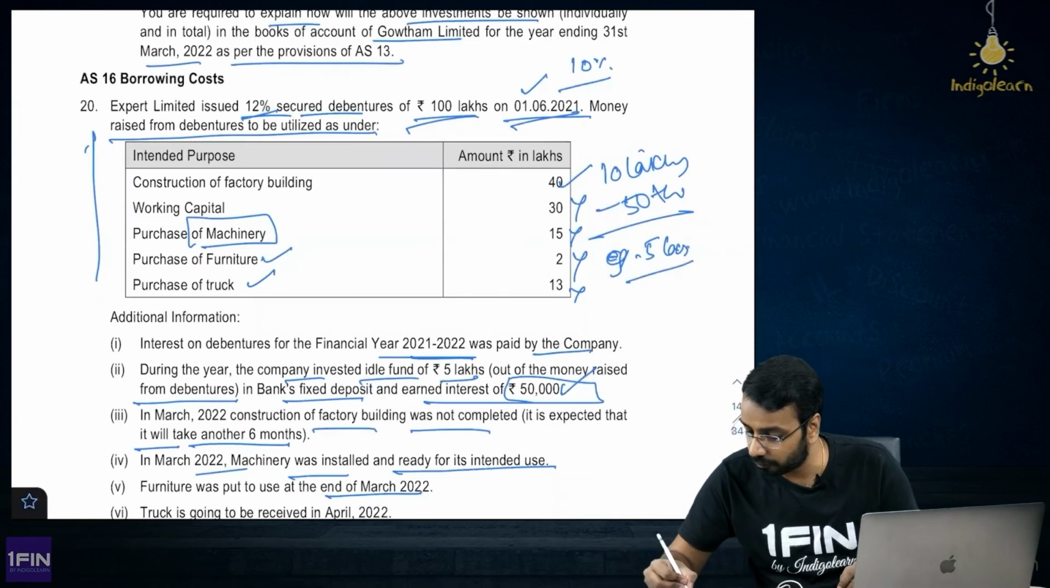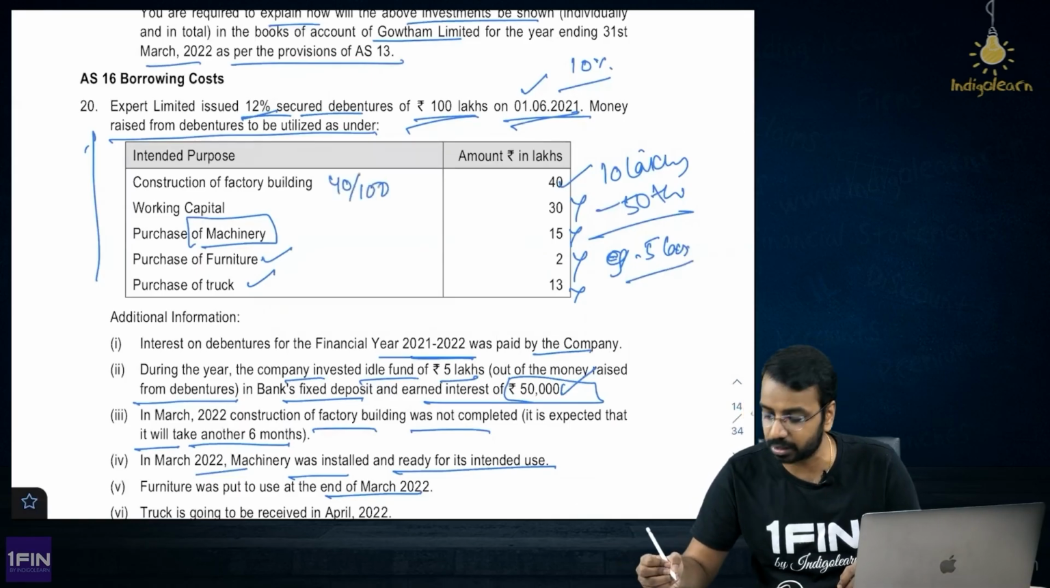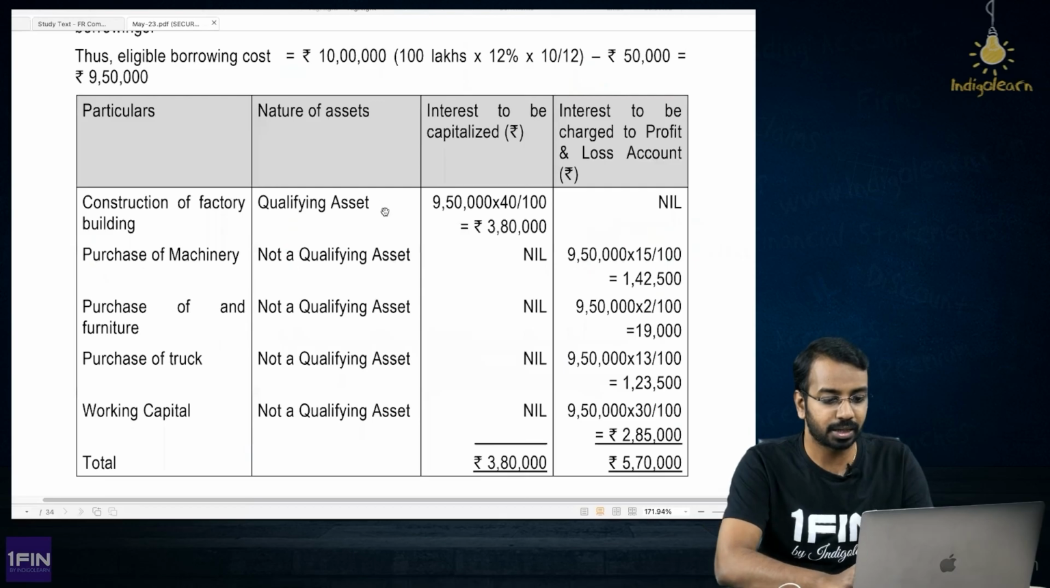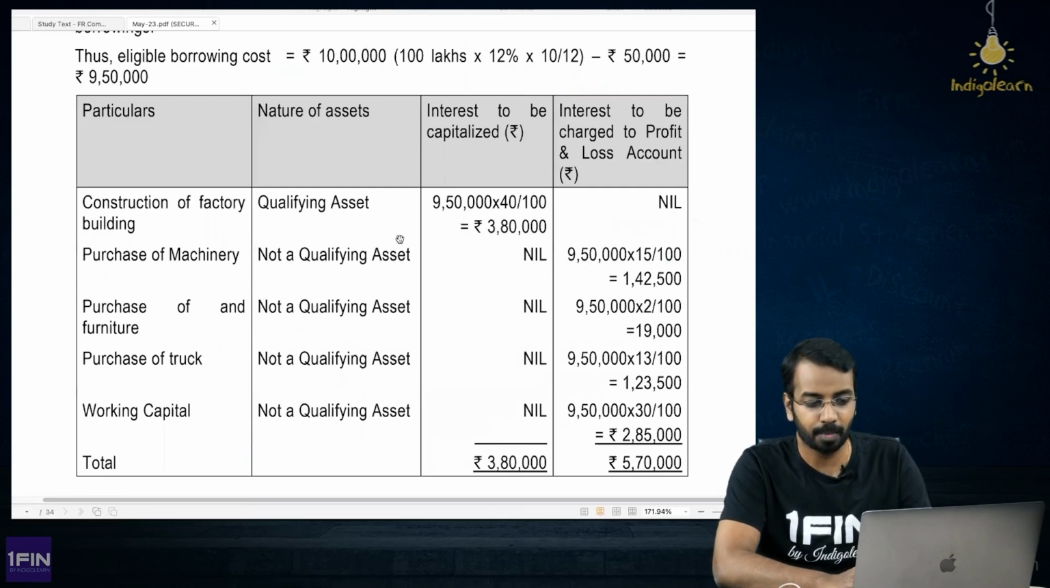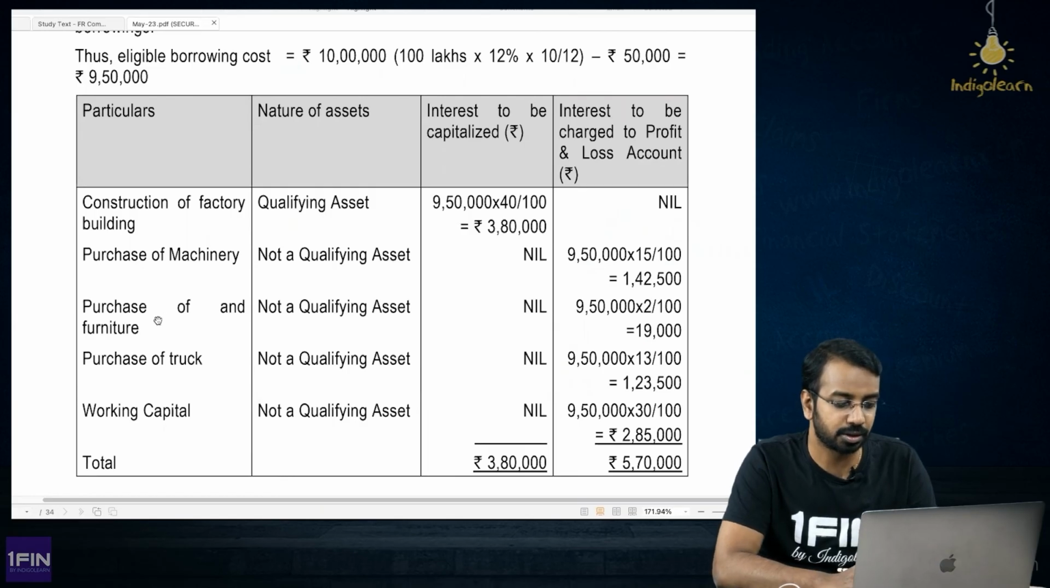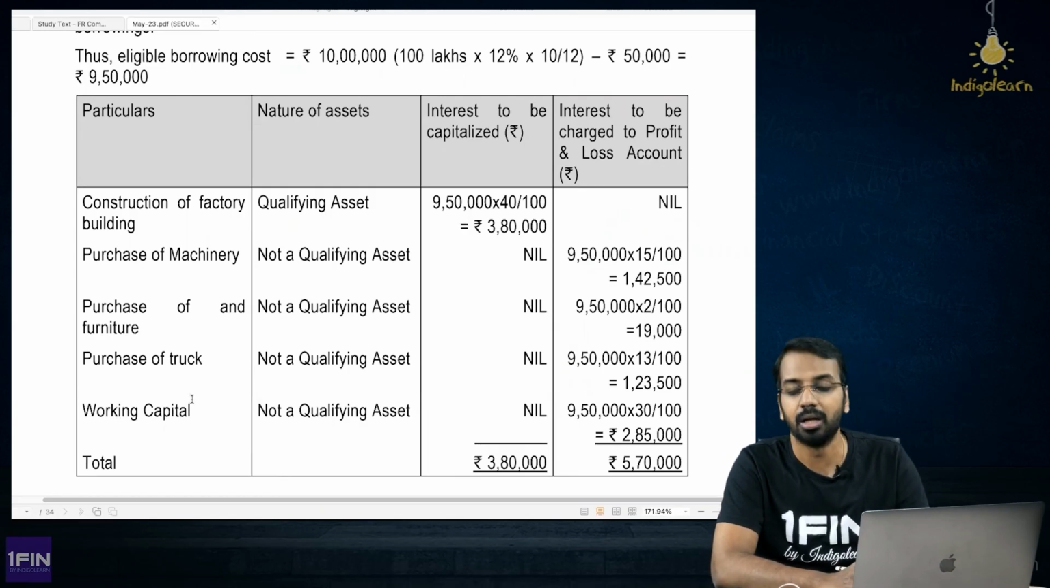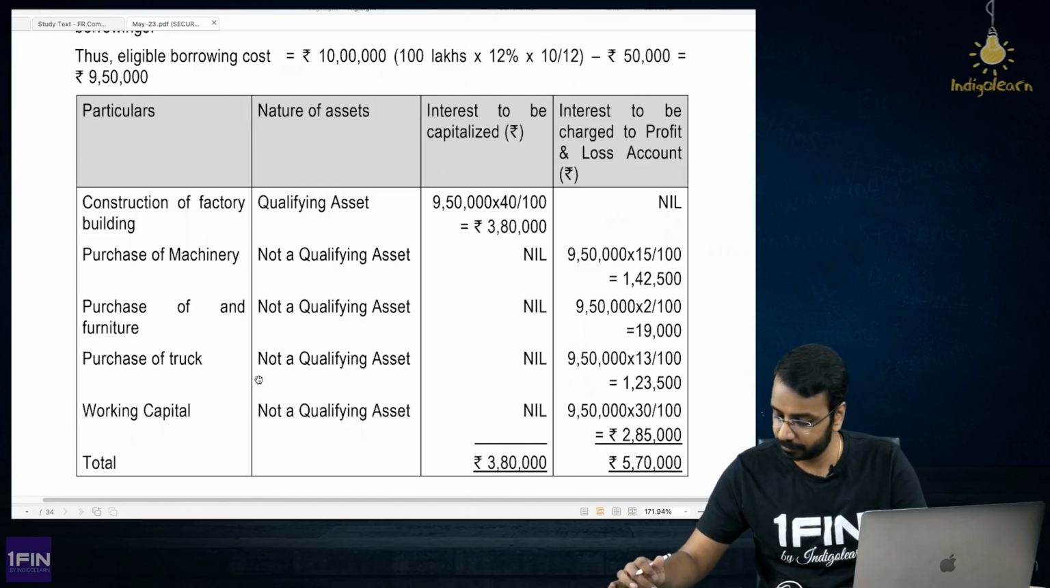Now, out of that, 40 out of 100 is used for construction of factory building. So, you will capitalize 40 out of 100. Okay. Then, purchase of machinery, not a qualifying asset. So, you will charge to P&L. Purchase of furniture, purchase of truck, working capital. None of these are qualifying asset. So, you will charge it to your P&L. Right.